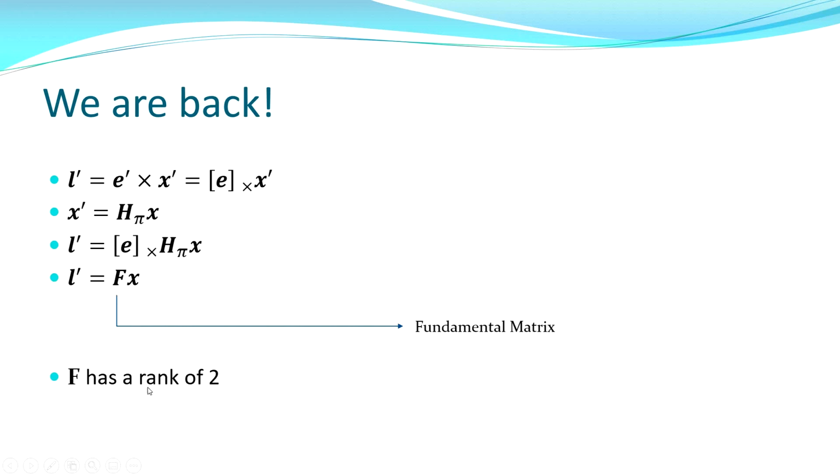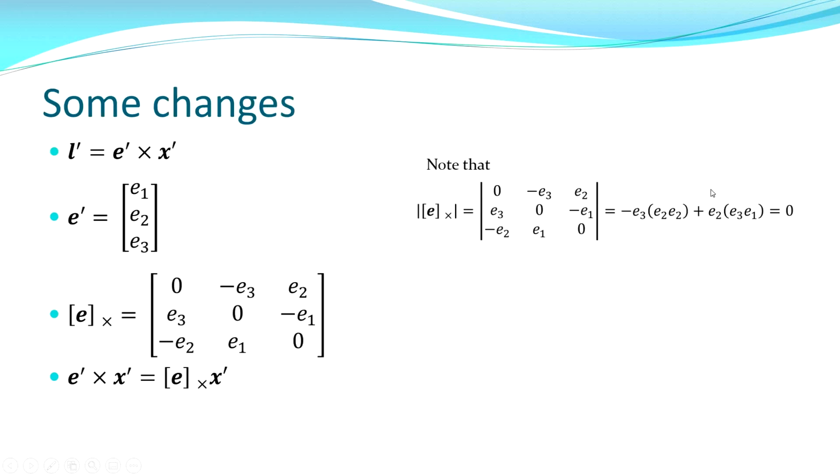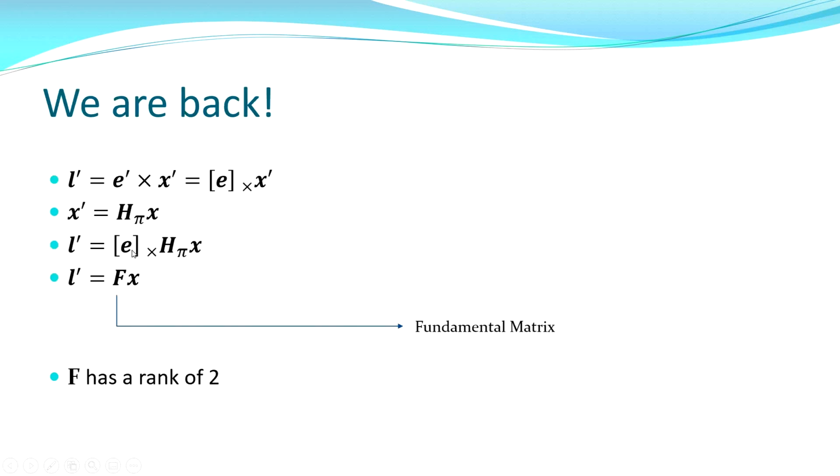Also, it is very important to note that the fundamental matrix has a rank of 2. This is a 3x3 matrix, but it has a rank of 2. Why does it have a rank of 2? Because you can see the fundamental matrix is actually made of this E and H pi. H pi is a homography transformation matrix, so that will be a full rank matrix, rank 3. But this matrix over here, since we saw that it has a determinant of 0, the maximum rank that this matrix can have is 2. Hence when you multiply two matrices, the rank is the minimum of the two, which is 2.